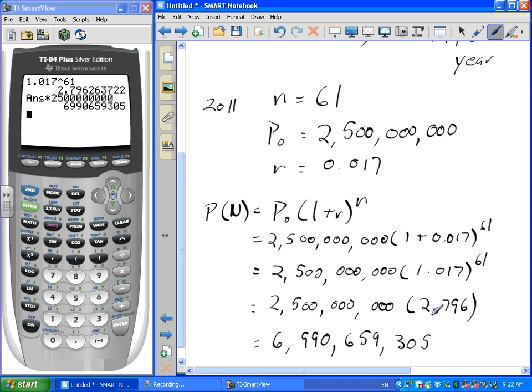Does anyone know what our population is right now? I think it's almost around 7 billion. So this is roughly a pretty accurate model that they gave us. We should go check this out.